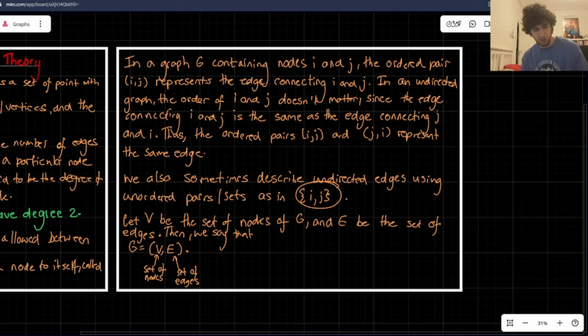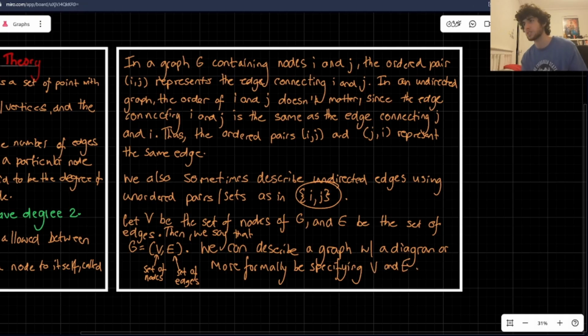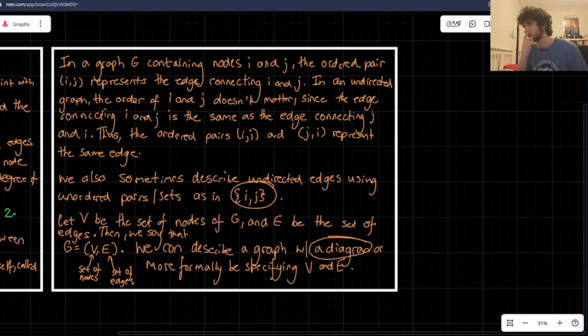As I've already said, there are two ways of describing a graph. We can describe a graph with a diagram, or more formally, by specifying V and E, where V is the set of nodes and E is the set of edges. So we can either draw a diagram to show which graph we're talking about, as I did at the very beginning, or we can use this set notation to describe it. Once we have one of those, we can find the other one anyway. We can construct it.